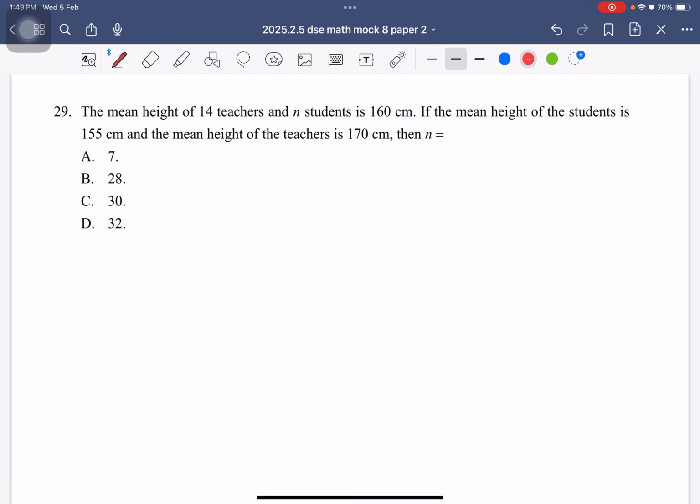So the mean height of 40, I taught this already, isn't it? I got 28. Okay, if you know how to do this question, do the rest, okay? So the mean height. How do you calculate the mean?